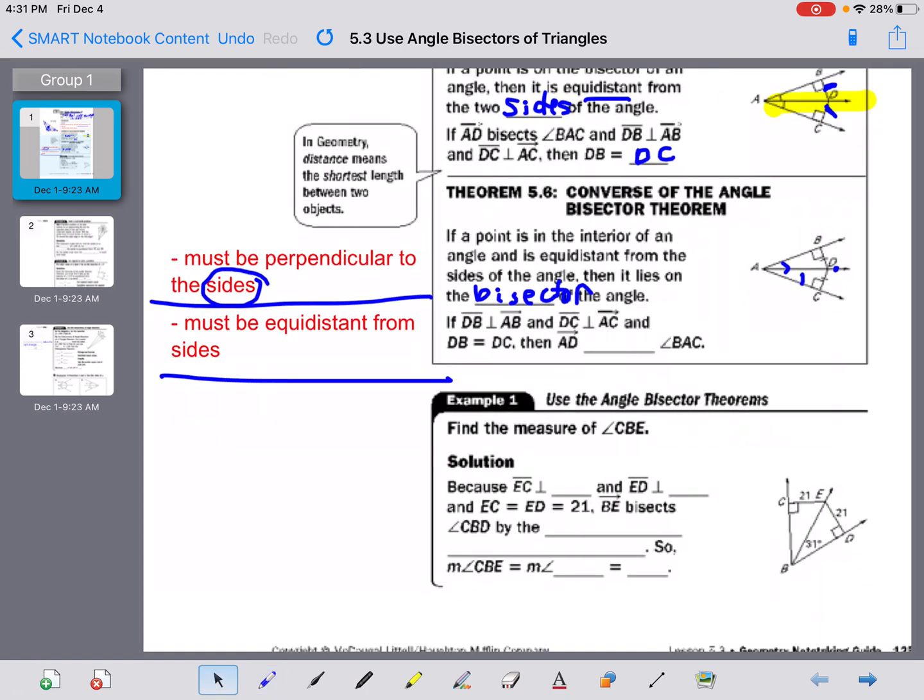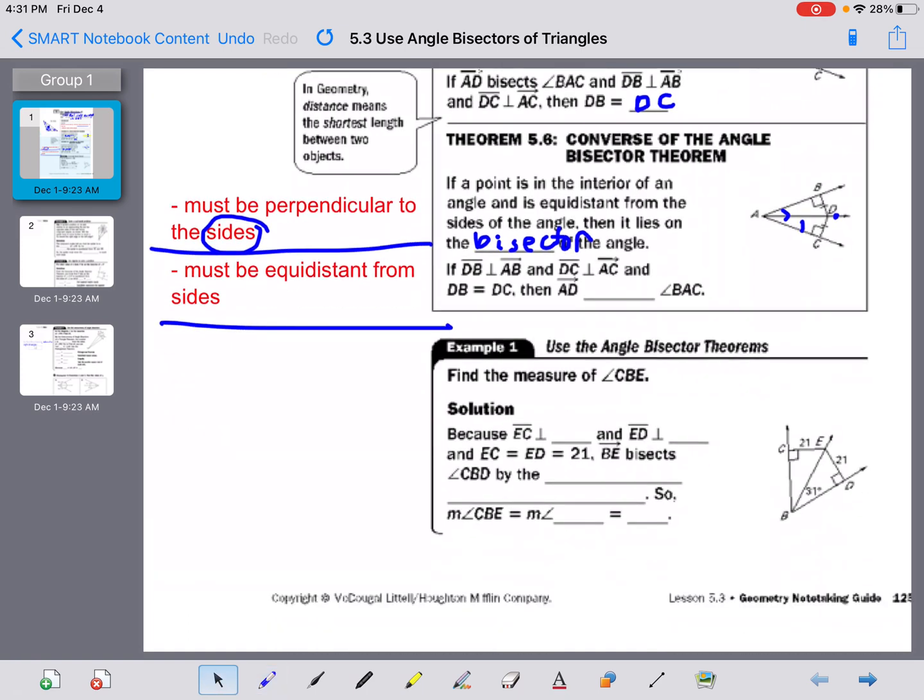Okay, and I should give you a heads up, I can't get my stylus to work right now, so I'm doing notes with my finger, so I'm sorry if it is a little bit sloppier than normal, as if it wasn't already sloppy. All right, we're looking for the measure of angle CBE, that's this angle right there, okay?